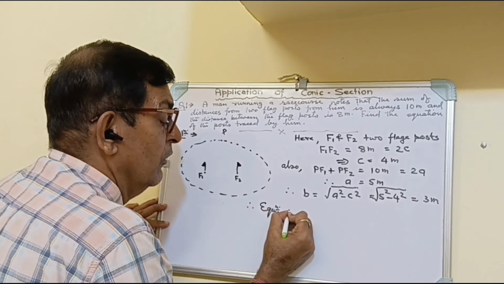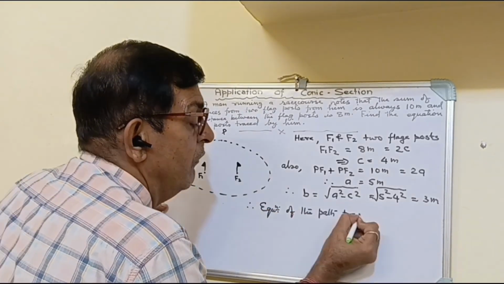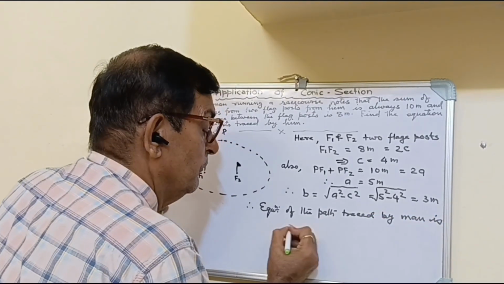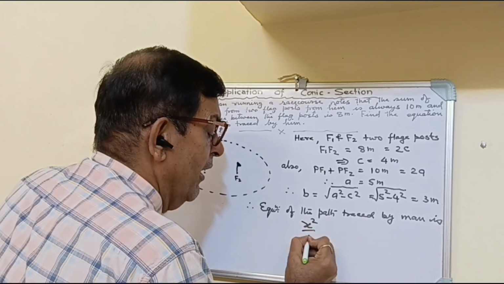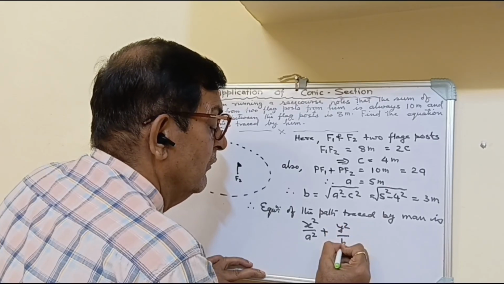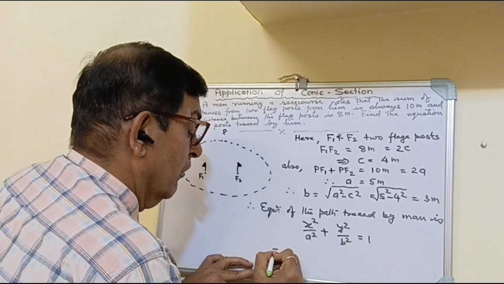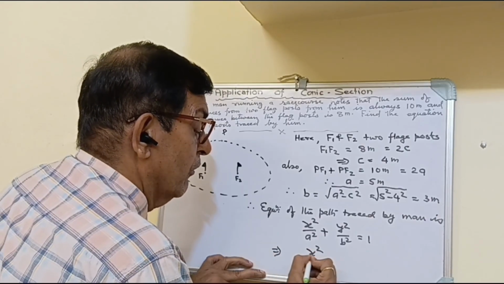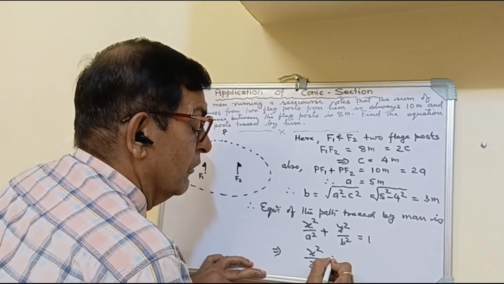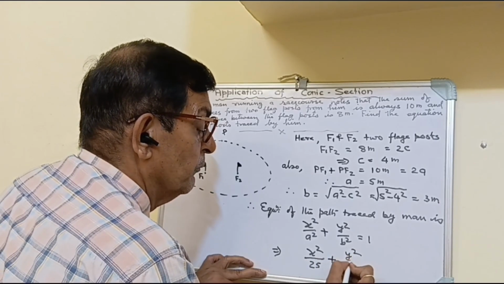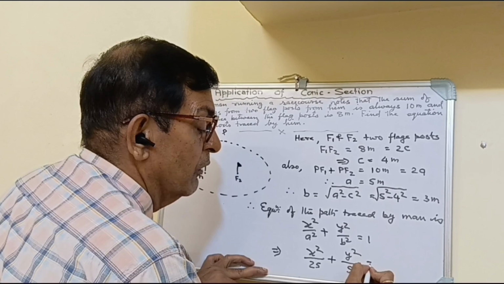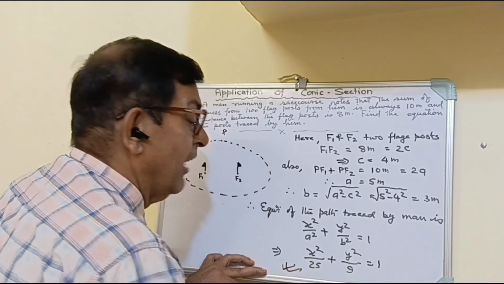Therefore, the equation of the path traced by the man is x squared upon a squared plus y squared upon b squared is equal to 1, or x squared upon 5 squared, 25, plus y squared upon b squared, b we found is 3, 3 square 9, is equal to 1. This is the required equation of that path.